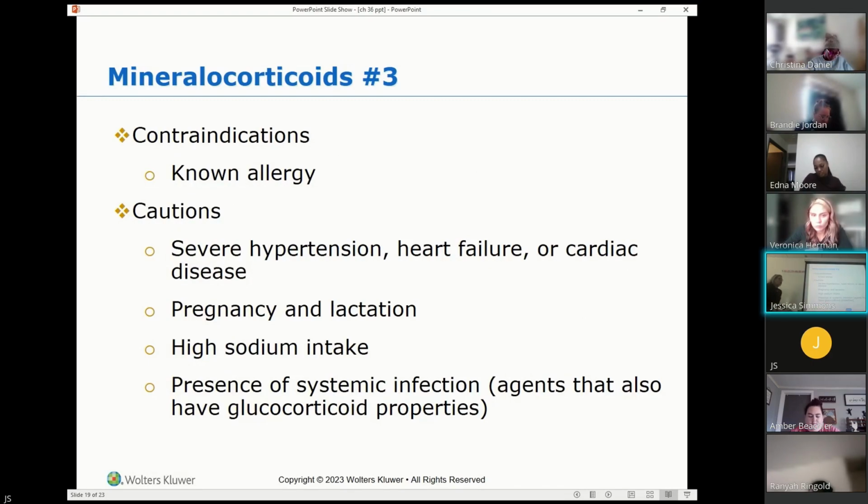These drugs are contraindicated in a known allergy. You want to use caution for people that have severe hypertension, heart failure, or cardiac disease, pregnancy and lactation, high sodium intake, and the presence of a systemic infection. Especially with drugs that also have glucocorticoid properties, like prednisone and prednisolone, because they affect the immune system.